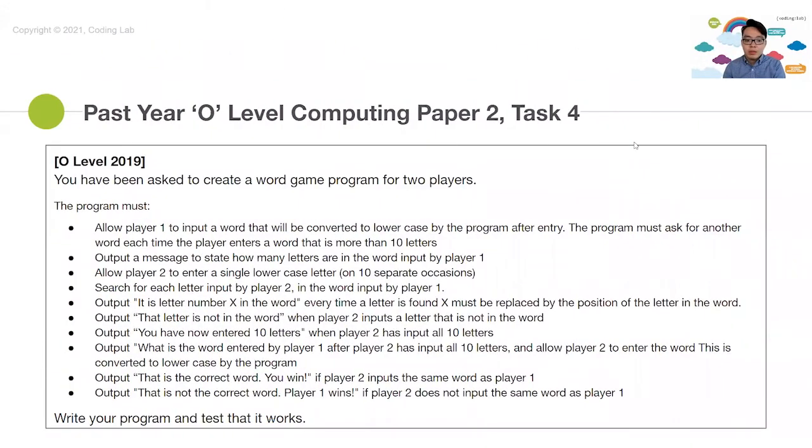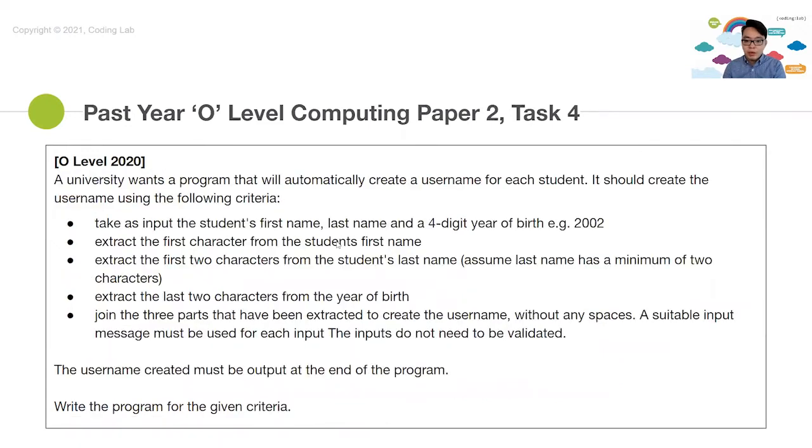So over here, we have 2019's paper, and over here, we have 2020's paper. What do you notice from the past year questions? There are 3 important takeaways. Each bullet point corresponds to 1 segment of your code.